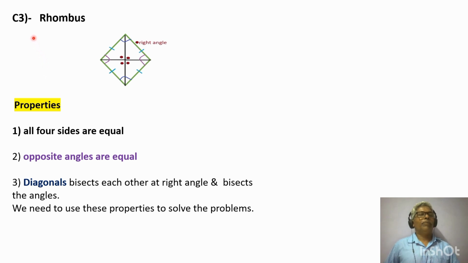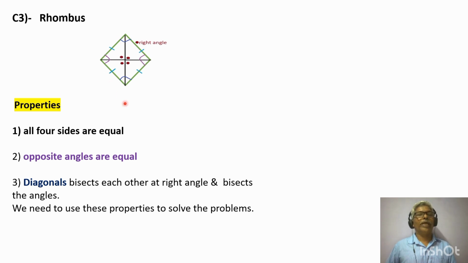The third type of special parallelogram is rhombus. This is a rhombus. So we'll see the properties of rhombus. All four sides are equal. Even all four sides of square are also equal. Then what is the difference? Opposite angles are equal. See here. In square, opposite angles are 90. Here they are not 90. That is the difference between rhombus and square.